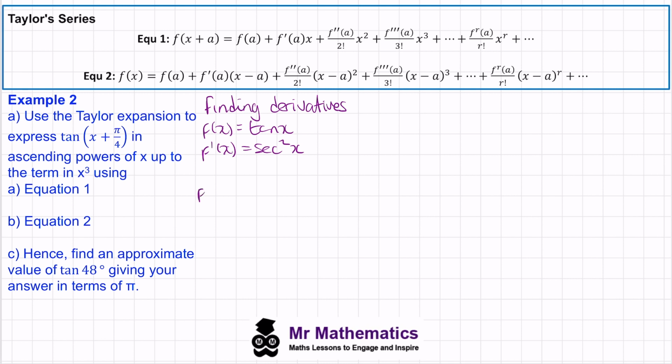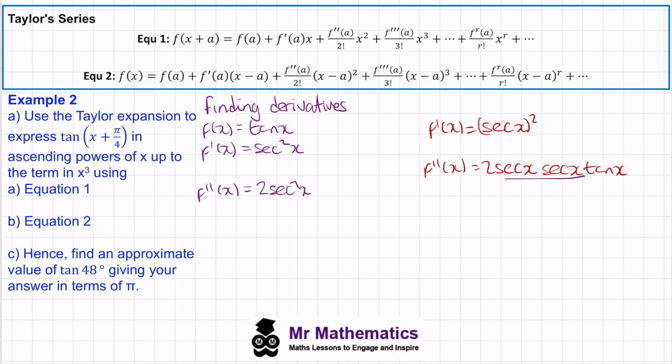And now to work out the second derivative, well, we can use the chain rule. If f dash of x is sec squared, we can write this as sec of x all squared. So our second derivative then, we can bring this 2 down, so we get 2 sec x, and then we can multiply this by the derivative of sec x, which is sec x tan x. So our second derivative becomes 2 sec squared of x tan x.